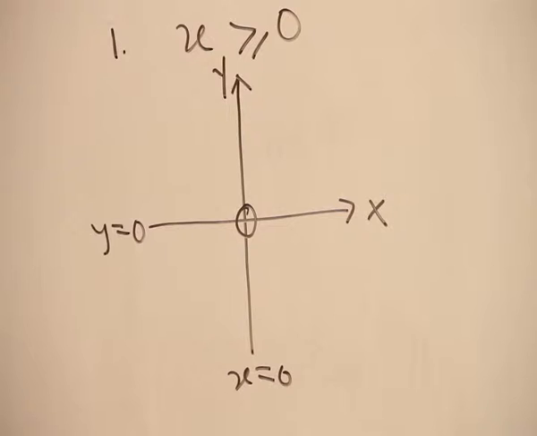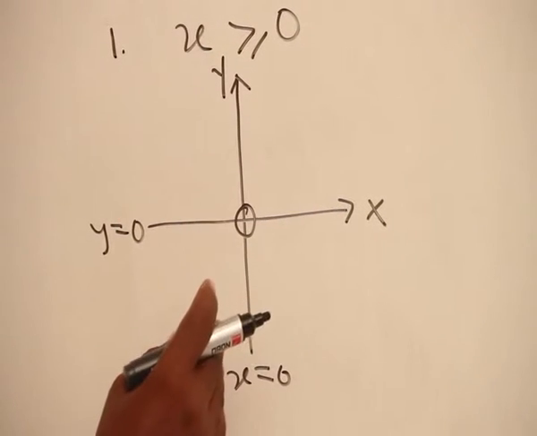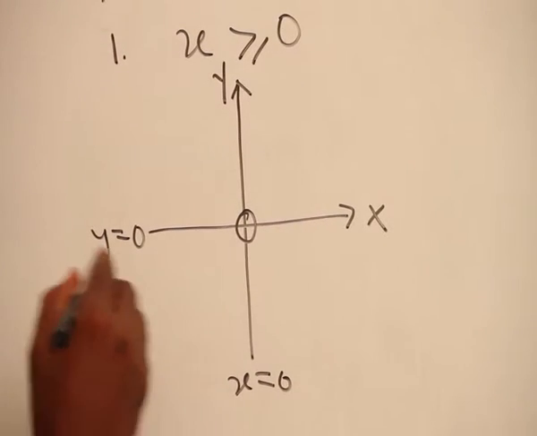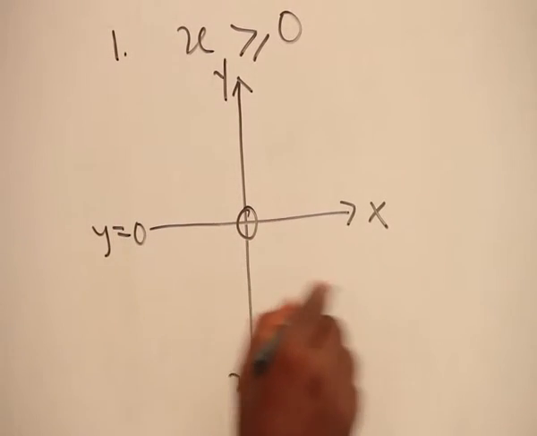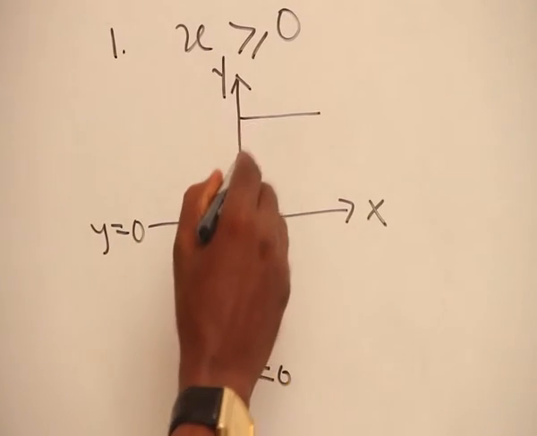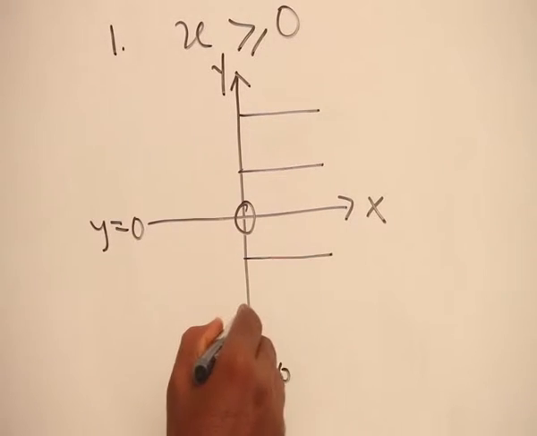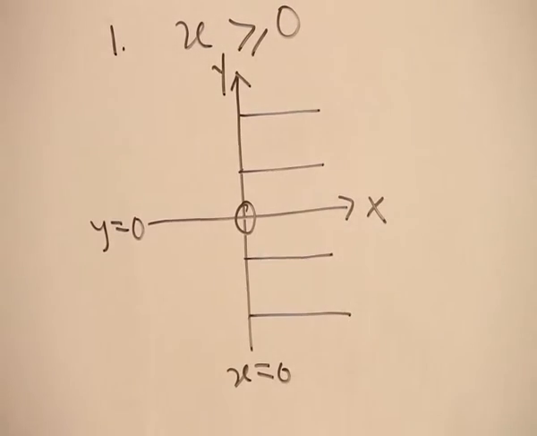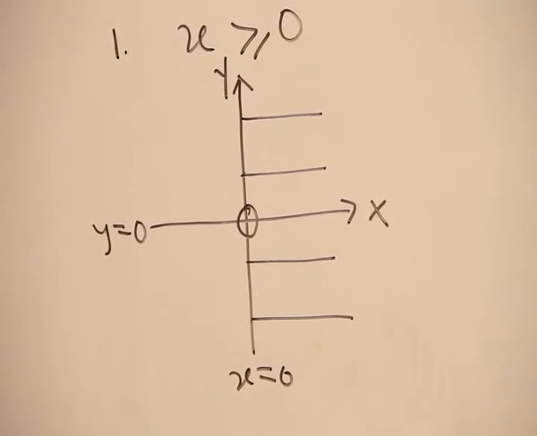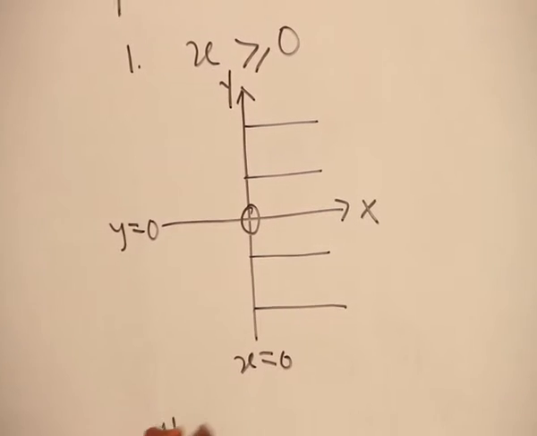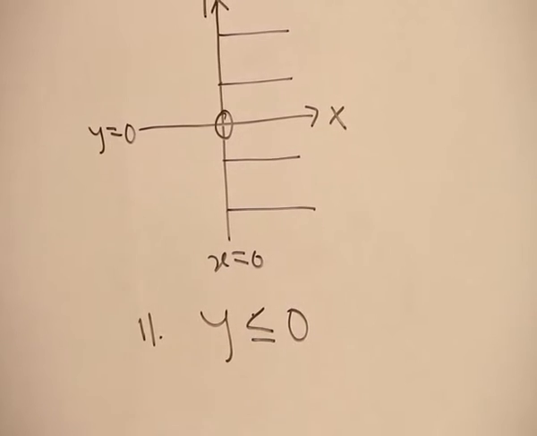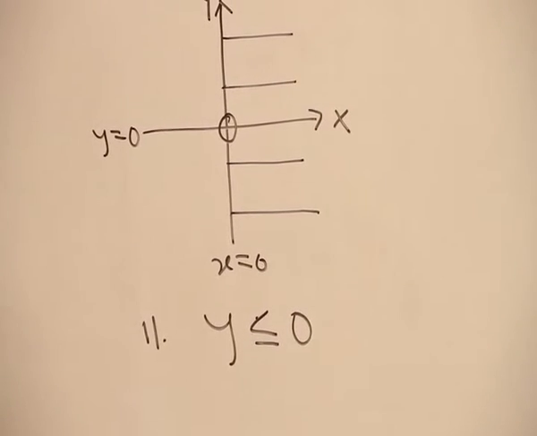In that case, how do we indicate it differently from the other region? We indicate it by shading the region where the solution is. In most cases, we use straight lines like this, just a few, to show that this is the region where the solution set lies. In the same way, you may have y, let's say, less than or equal to 0. We may have this case.